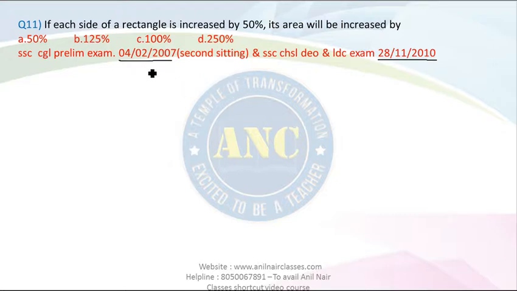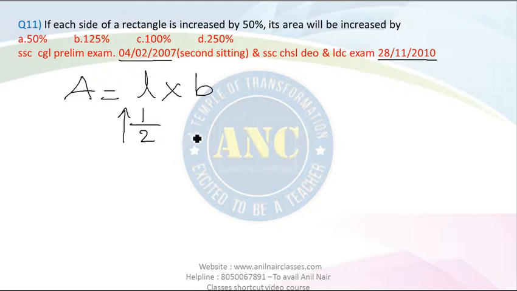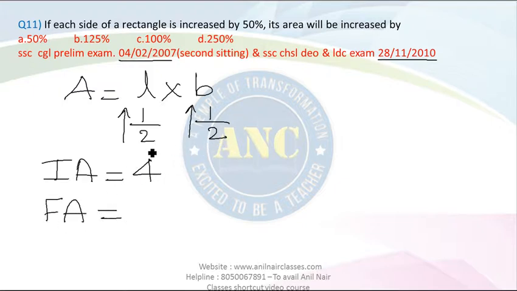The question is, if each side of a rectangle is increased by 50%, that means length into breadth is the area. Length is increased by 50%, breadth is also increased by 50%. 50% is nothing but 1 by 2. Then its area will be increased by what percent? Same logic. Initial area is 2 into 2, which is 4. Final area: from 2 there is an increase of 1, so 3. From 2 there is an increase of 1, so 3. 3 into 3 is 9. Initially it was 4.